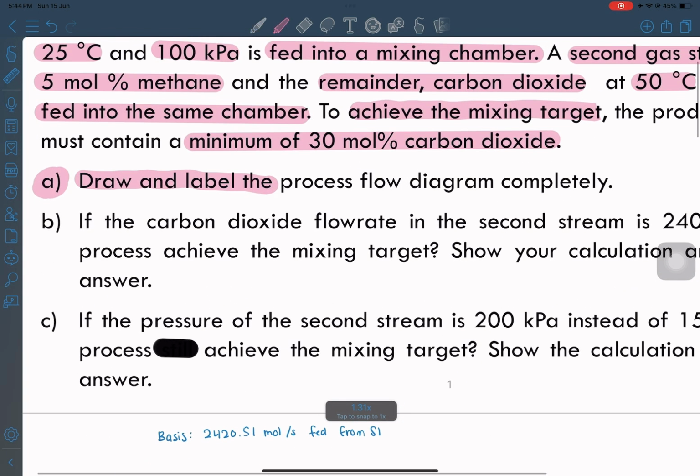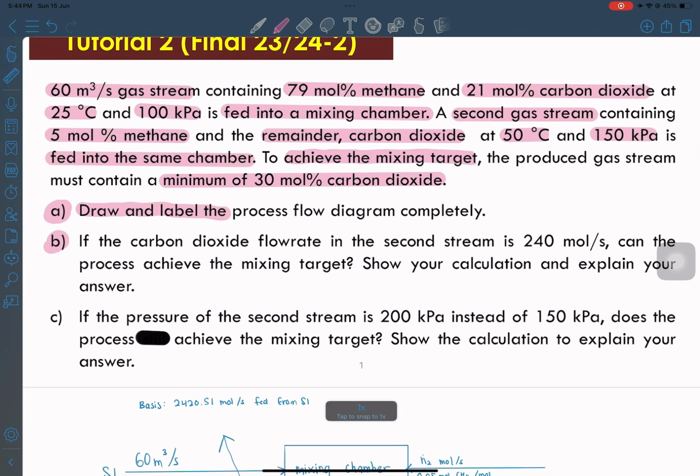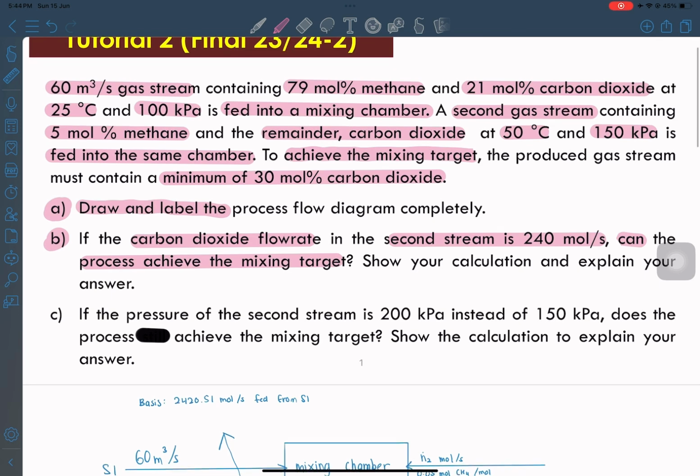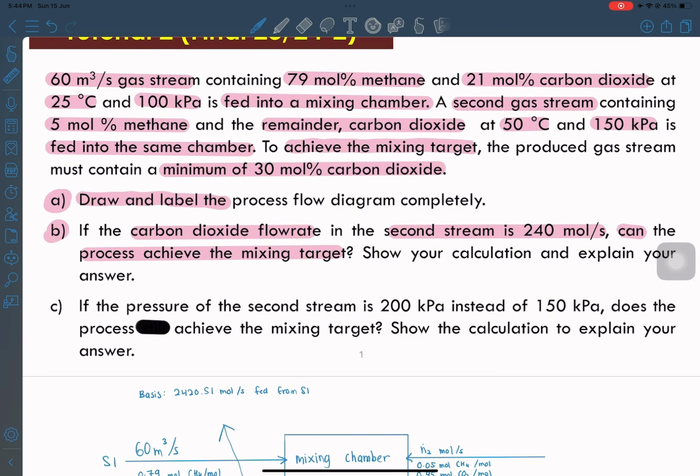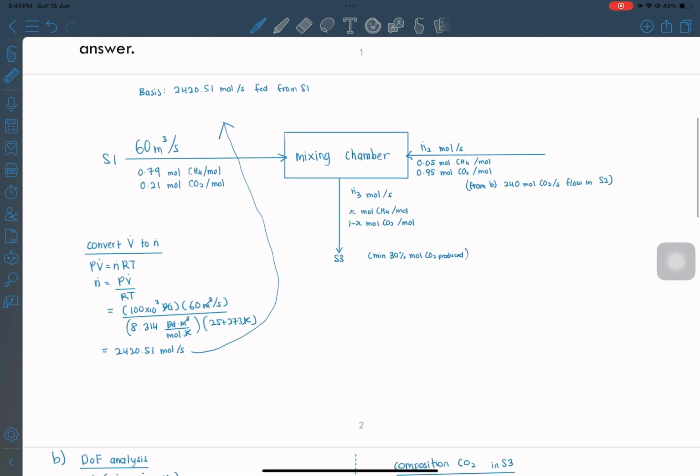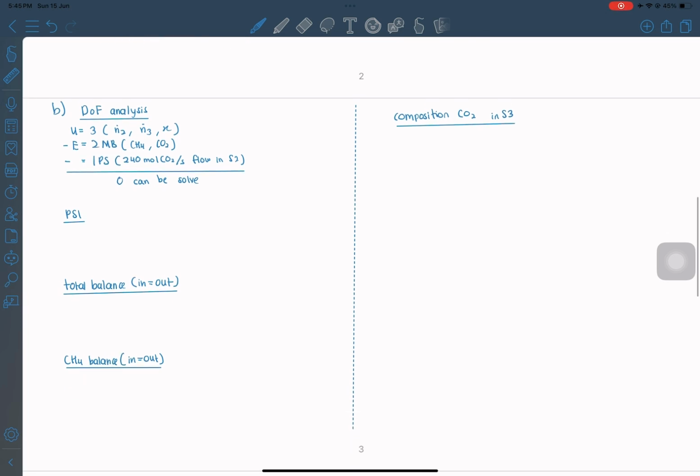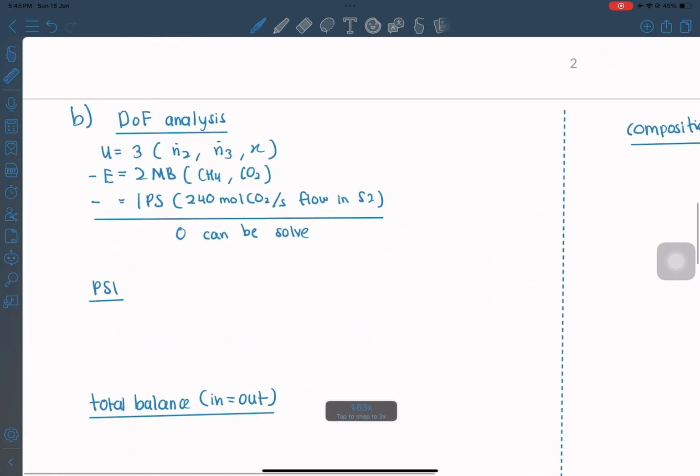Now, let's see question B. If the carbon dioxide flow rate in the second stream is 240 mol per second, can the process achieve the mixing target? Show your calculation and explain your answer. To meet this condition, CO2 must be at least 30 mole percent in stream 3. Next, for the calculation, we perform the DOF analysis first. We have 3 unknowns, N2, N3, and S, 2 material balances, CH4 and CO2, and 1 process specification, so the total equals 0 and it can be solved.